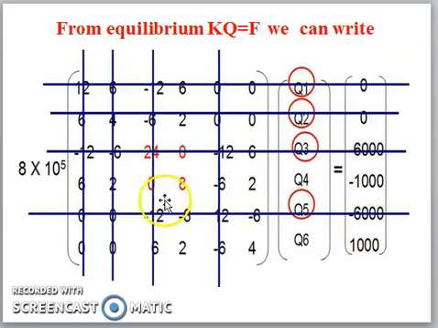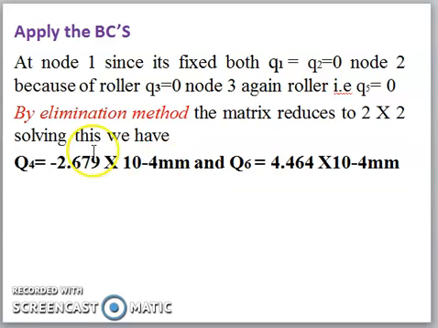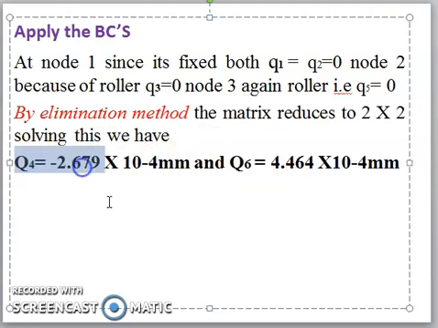Now the remaining matrix is 8, 2, 2, 4 with Q4, Q6, equal to minus 10,000 plus 1,000 and so on. We can solve that matrix. We get Q4 equal to minus 2.679 into 10 to the power of minus 4, and Q6 is 4.46 into 10 to the power of minus 4 mm.